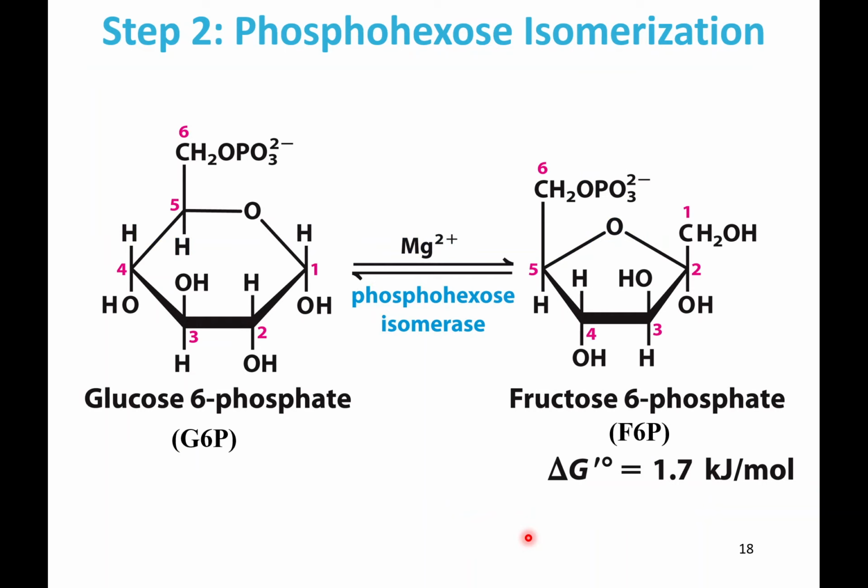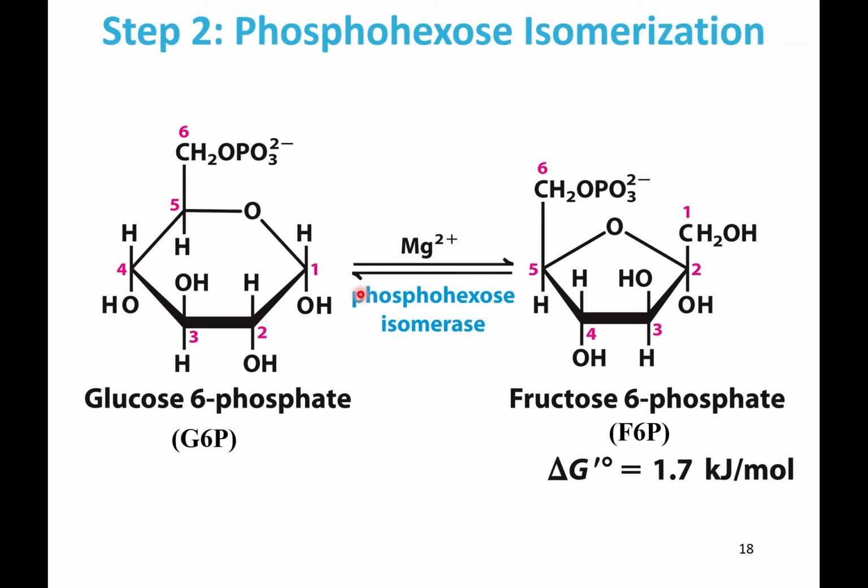Moving on to step 2. Step 2 is an isomerization step where we have glucose 6-phosphate, which was the product from step 1. That's what we're starting with in step 2. That is being converted into fructose 6-phosphate. In this class, it's fine if you abbreviate glucose 6-phosphate as G6P and fructose 6-phosphate as F6P, if it's easier.